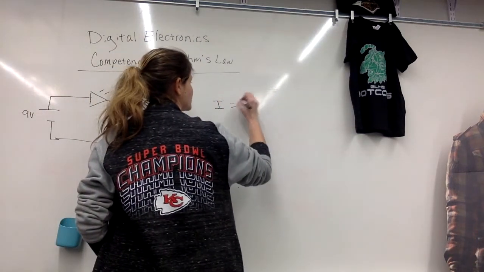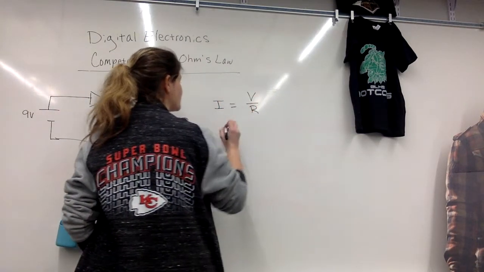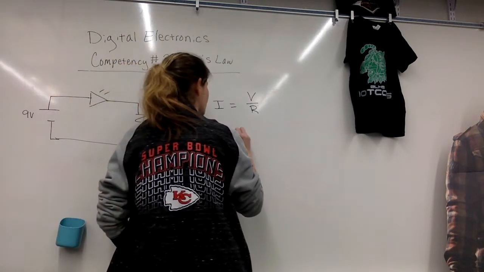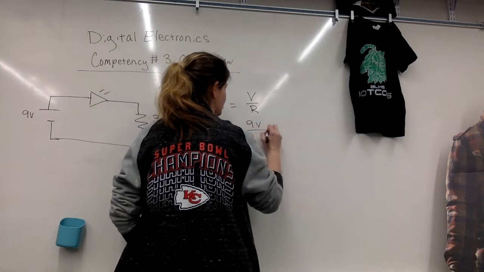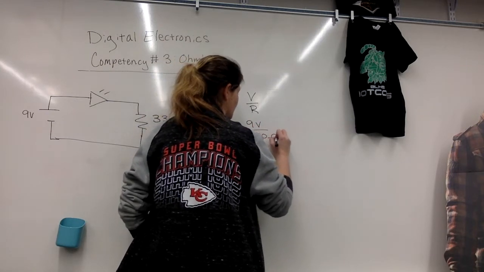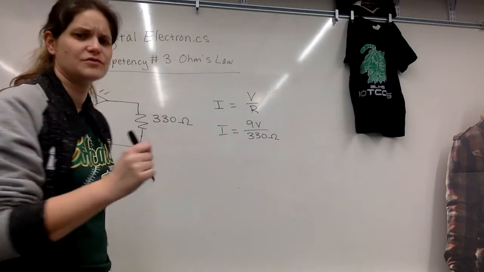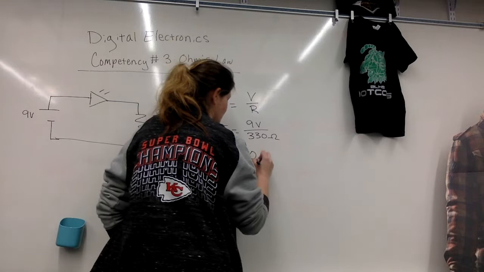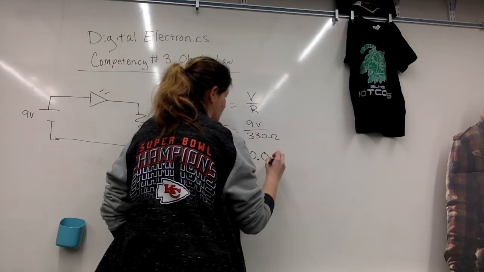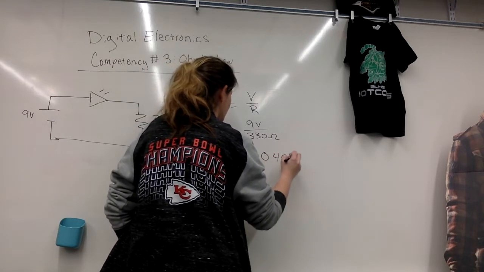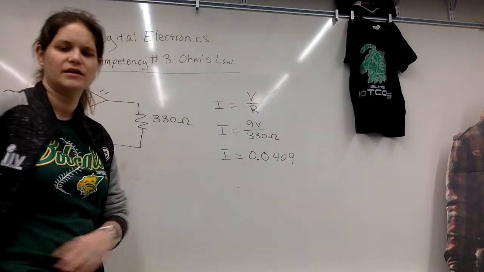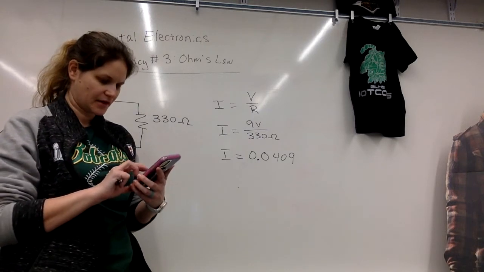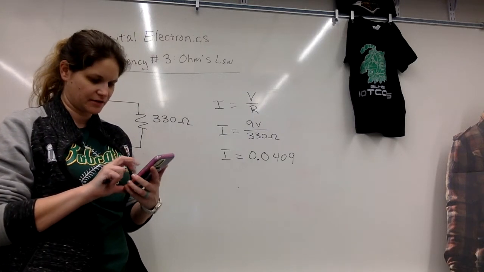I want you to use that same formula to calculate the current for this particular one. Please, again, write I is equal to V over R before you substitute in the things that you know. So I is equal to 9 volts divided by 330 ohms. And if you do that, you should end up calculating something like 0.0409, I think, was what we ended up with. I'll double check. I actually did use a calculator the first time, but now.